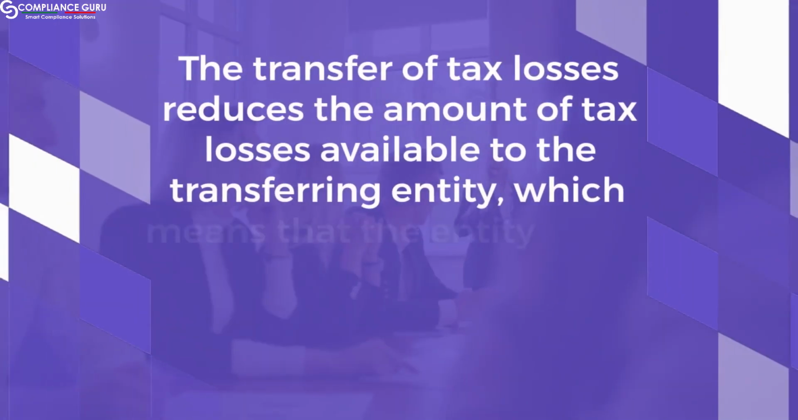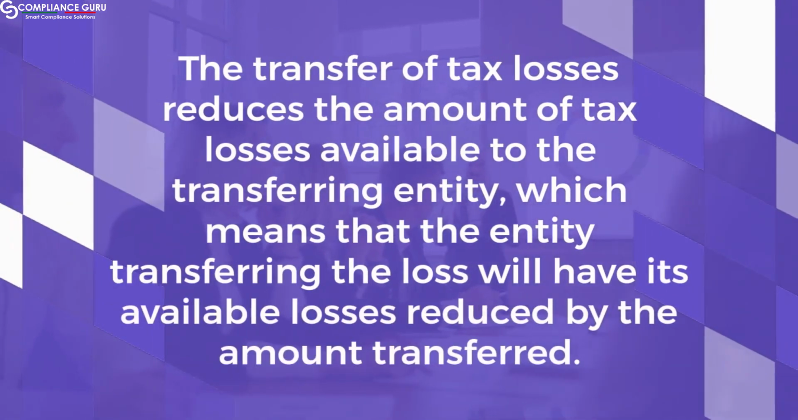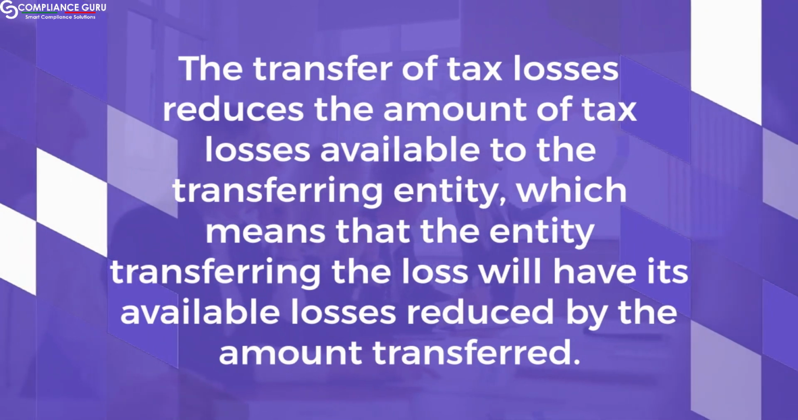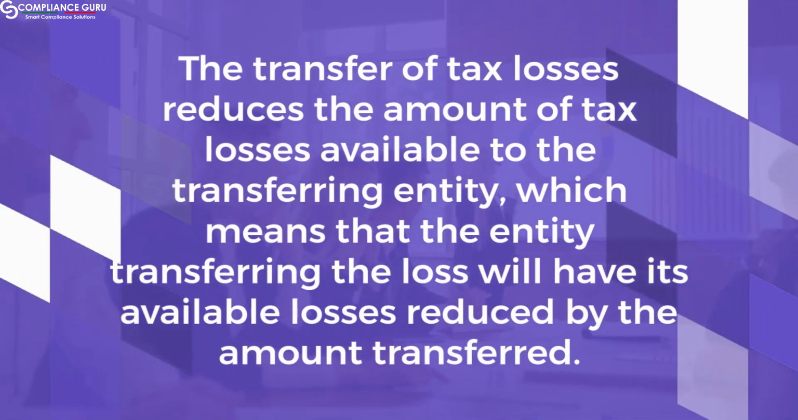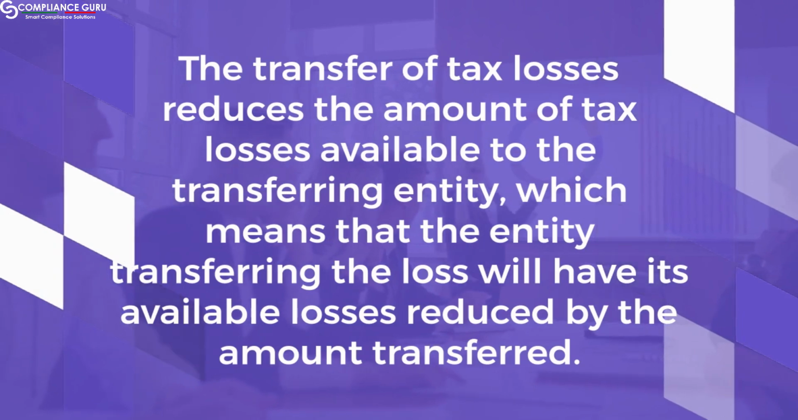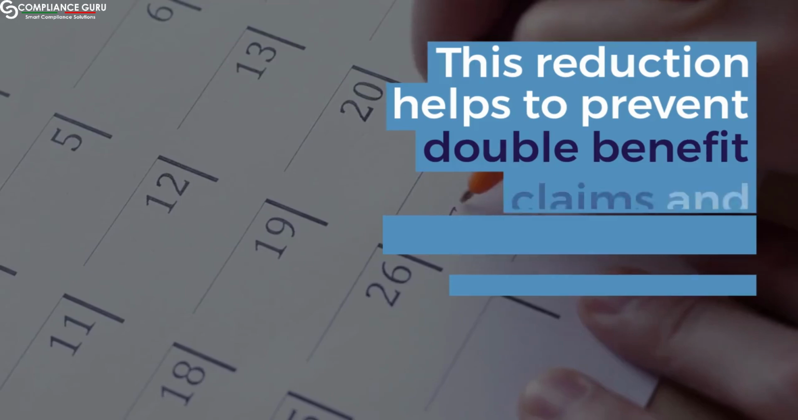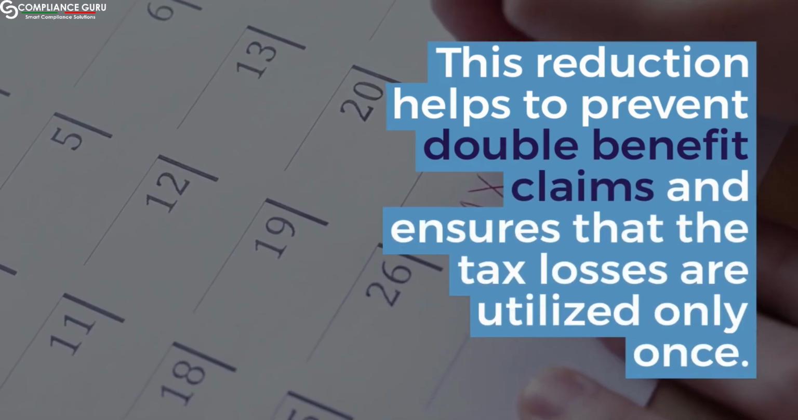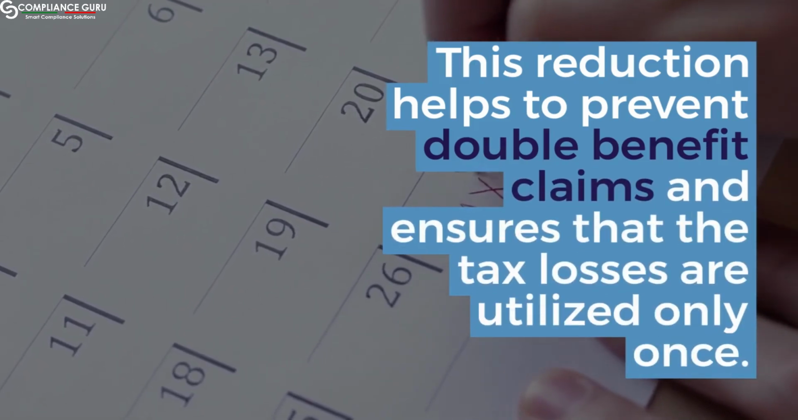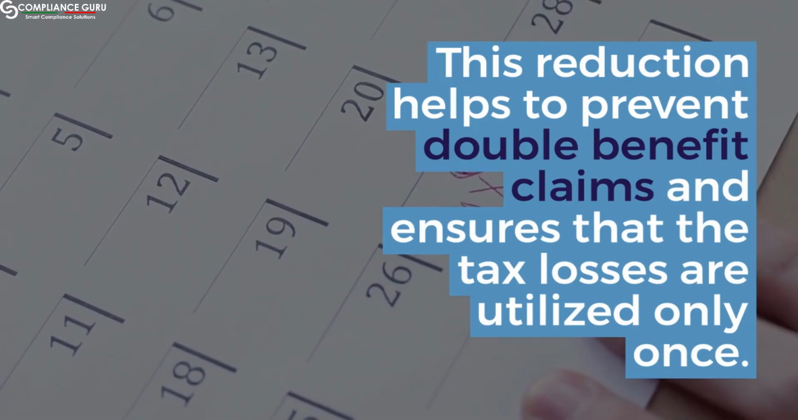The transfer of tax losses reduces the amount of tax losses available to the transferring entity, which means that the entity transferring the loss will have its available losses reduced by the amount transferred. This reduction helps to prevent double benefit claims and ensures that the tax losses are utilized only once.